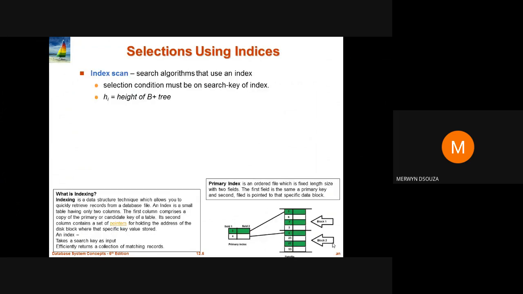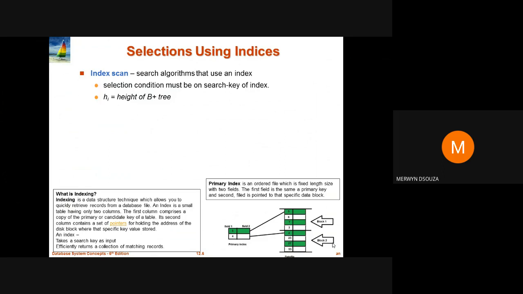So next type of selection that we can do, now we are referring to selections that we do in our SQL query. The next type of selections that we can do is using indices. Using indices means we do an index scan. So the search algorithms will be using an index. The selection condition in the SQL query must be a search key of an index, and hi will be the height of a B plus tree.